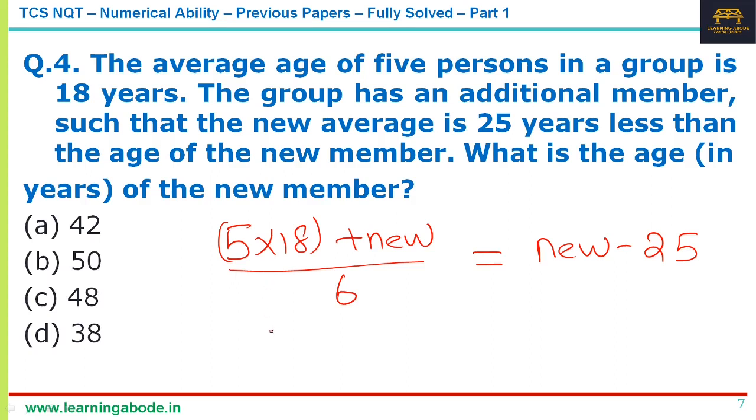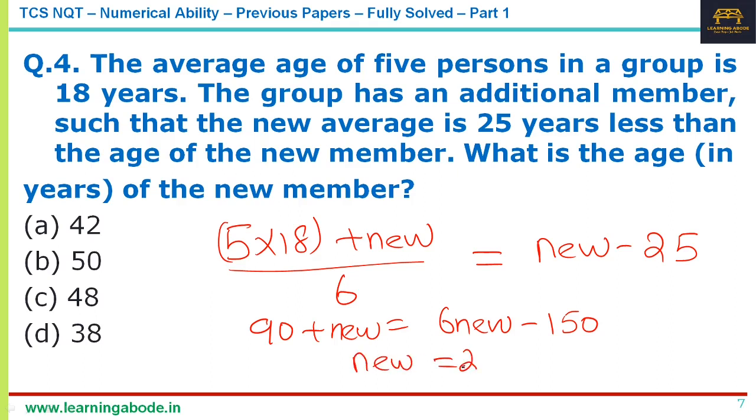Now let's proceed and get the answer. 90 plus new is equal to, if I bring 6 this side, 6 new minus 150. So 5 new is equal to 240. So the new person's age is equal to 240 by 5. That's 48 years. That's answer option C for the fourth question.